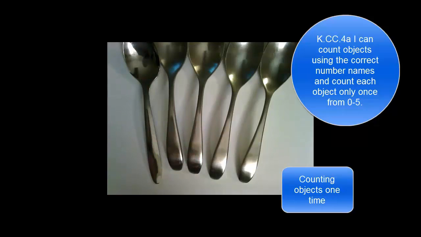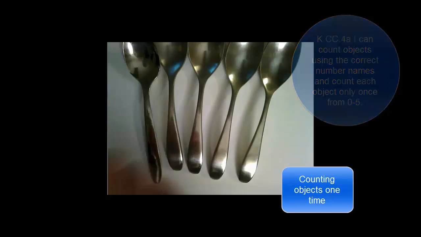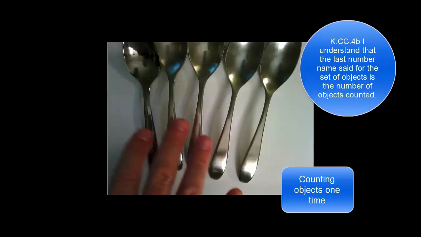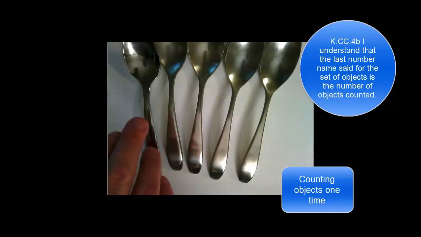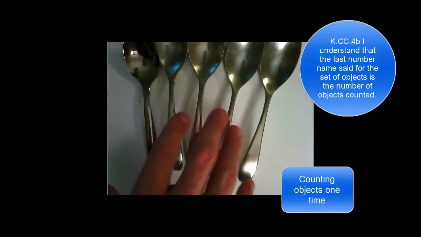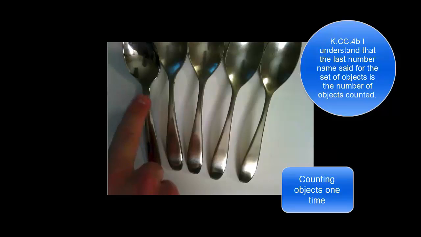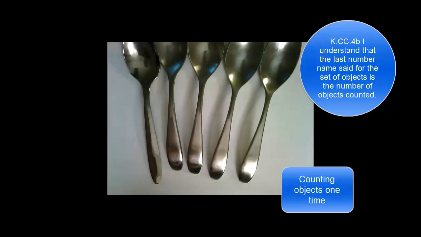Unit 1 addresses using the numbers 1 through 5, and by the end of kindergarten, they should be using 1 through 10. Also when counting, they should understand that the last number named tells the number of objects counted. That is called cardinality. In this set, the last number counted was 5. That tells us that there are 5 spoons in this set.